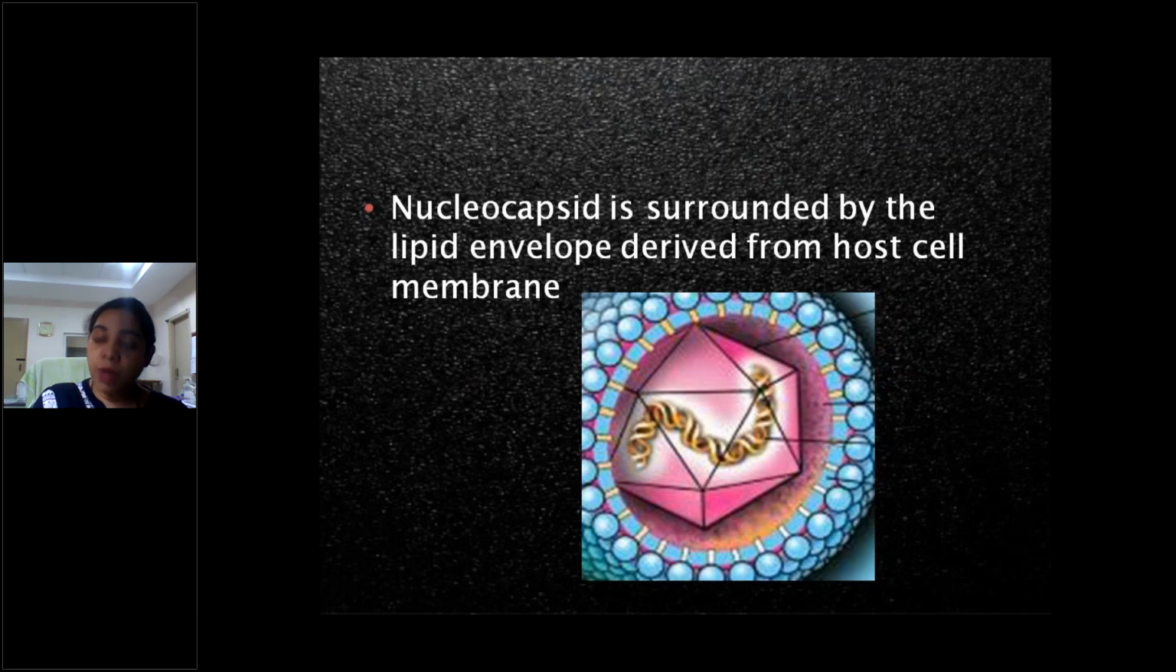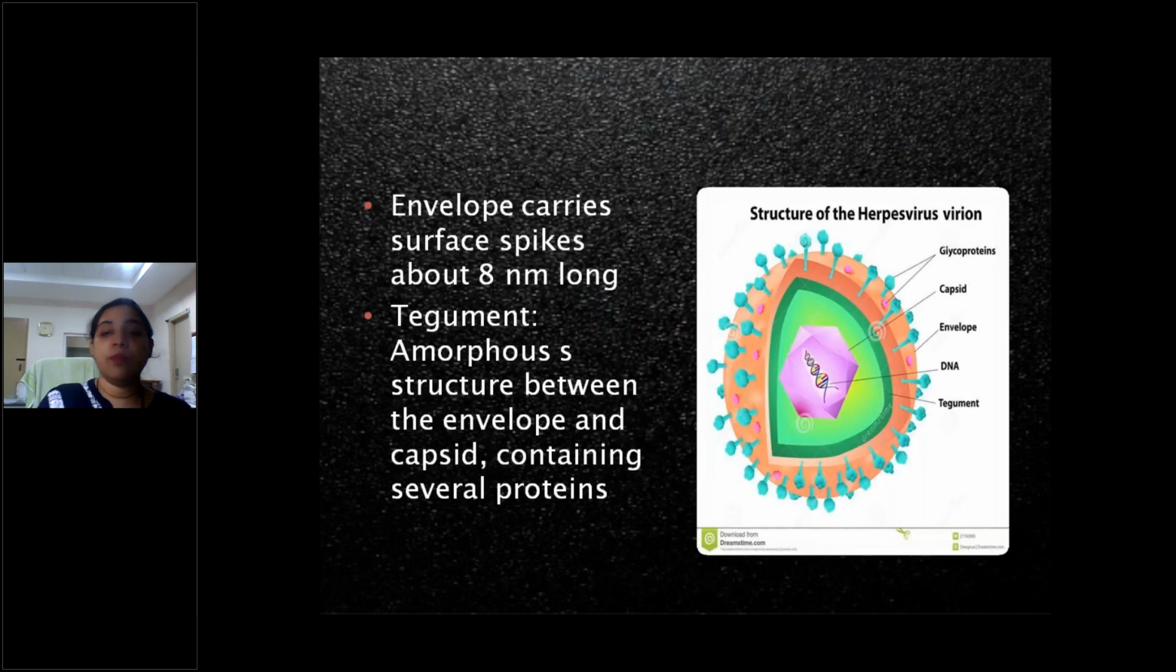After forming daughter virus cells, these newly formed virus cells, when they come out of the infected cell through the host cell membrane, acquire the envelope. And the envelope is lipid in nature. On the surface of the envelope, spikes are present, which are about 8 nm long. Tegument is an amorphous structure present between the envelope and capsid, containing several proteins. So the envelope consists of spikes on the surface.